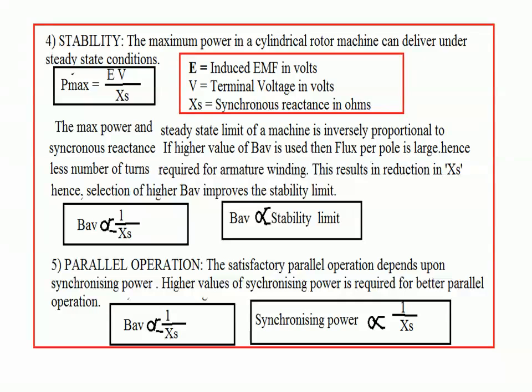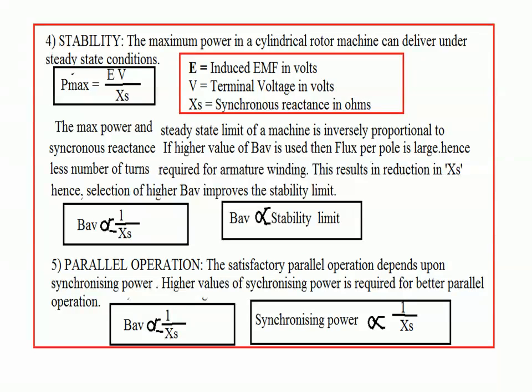If we are selecting higher values of B average, then flux per pole is large, hence fewer turns are required for the armature winding, which results in a lower value of synchronous reactance. Hence, selection of higher B average improves the steady state limit.